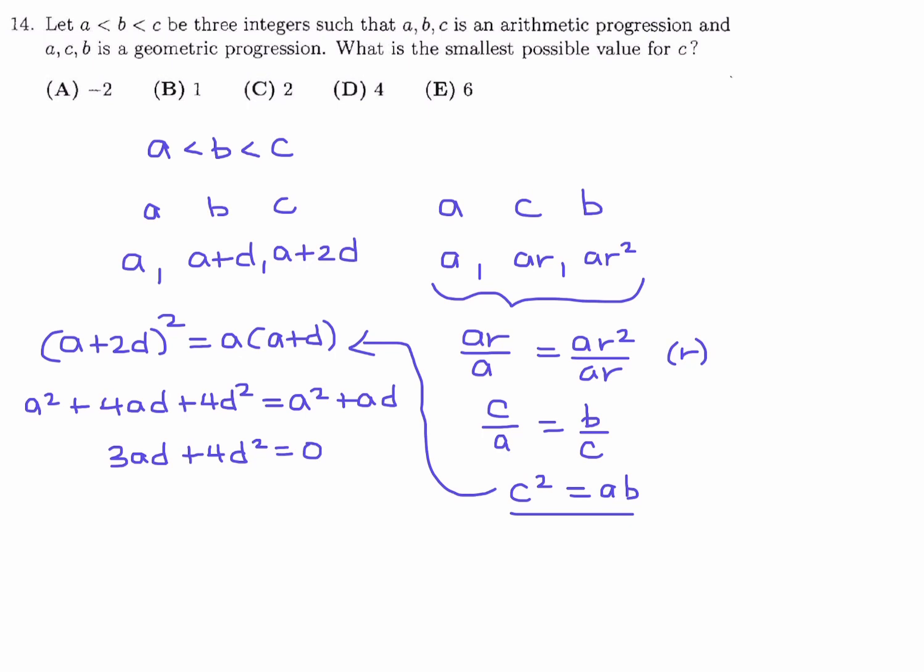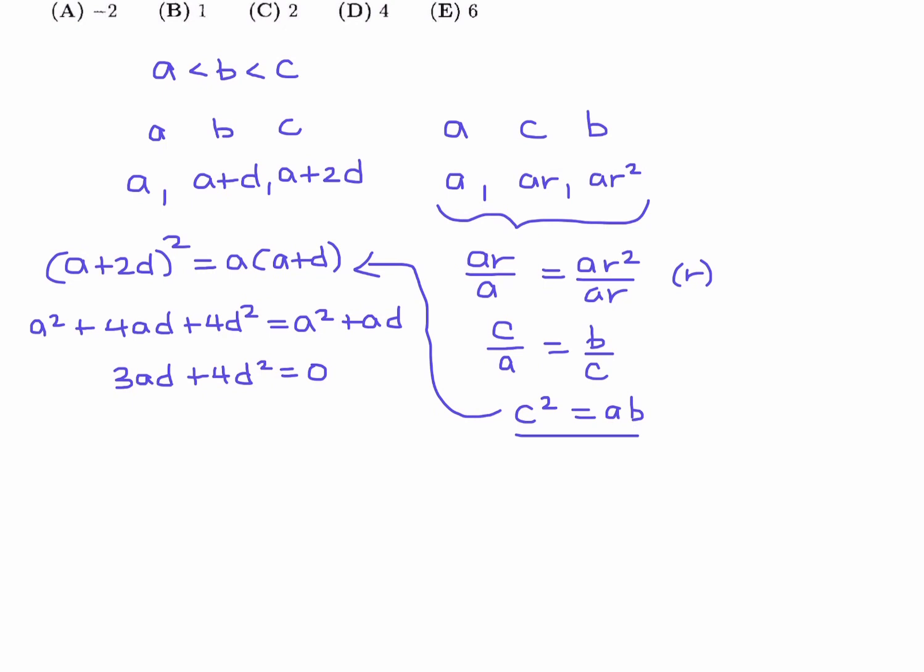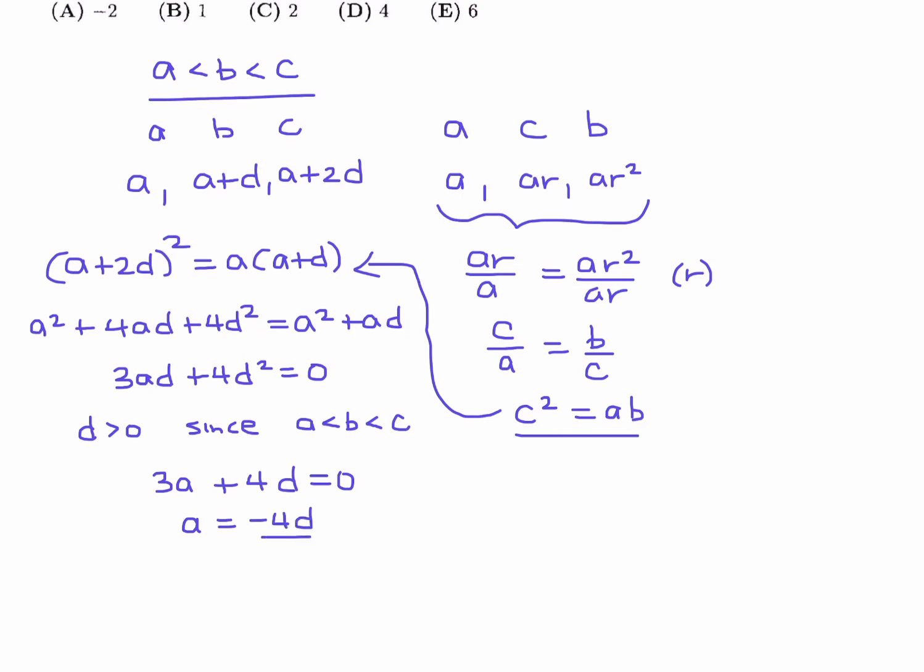Okay. Well, at this point, we have to do a little bit of thinking here. The first thing, of course, is because this is increasing, D must be greater than 0. That's a kind of common sense, I think, and that's because A is less than B is less than C, like that. And then we can divide through by D here, since D is greater than 0. So that will just leave me with 3A plus 4D is equal to 0. And isolating for A, we get minus 4D over 3.